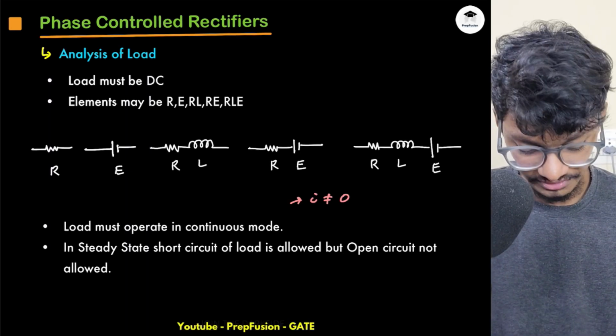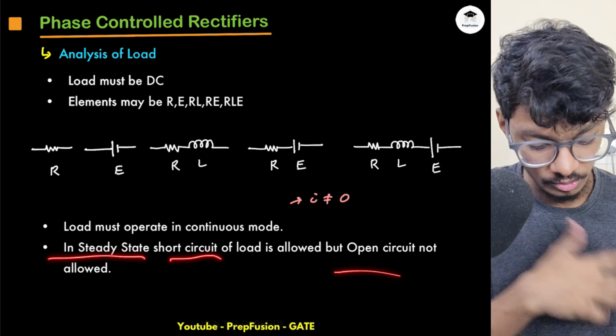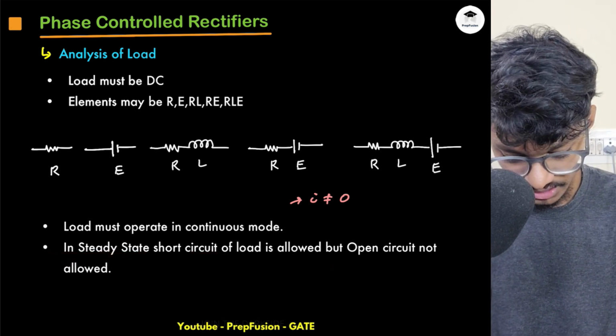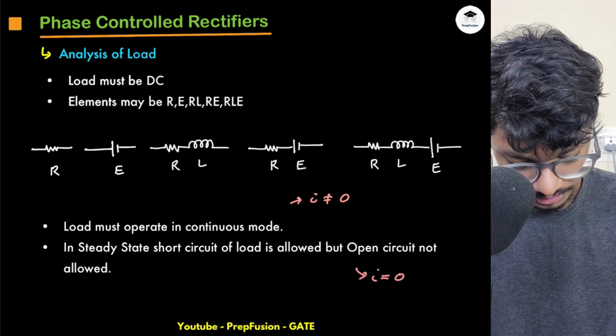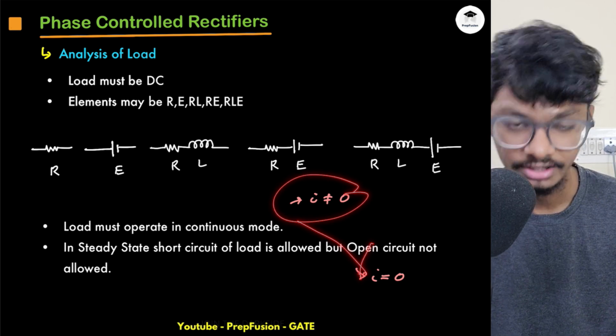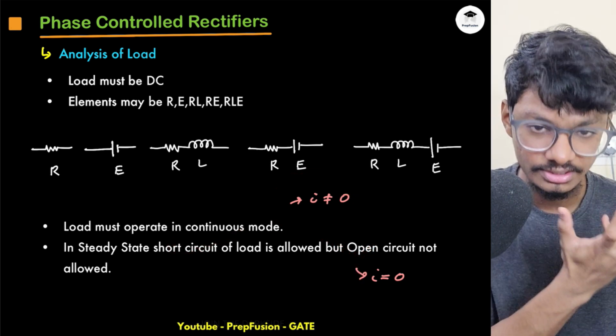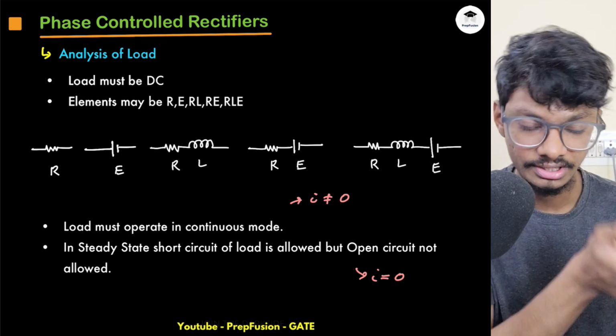What I was saying here is that in steady state, short circuit of load is allowed, but open circuit is not allowed. Why? Open circuit means current is zero, and I don't want that, because I want a continuous load flow. That's why short circuit is allowed, because we'll see that with the help of inductors we can make it short circuit and current will flow continuously.